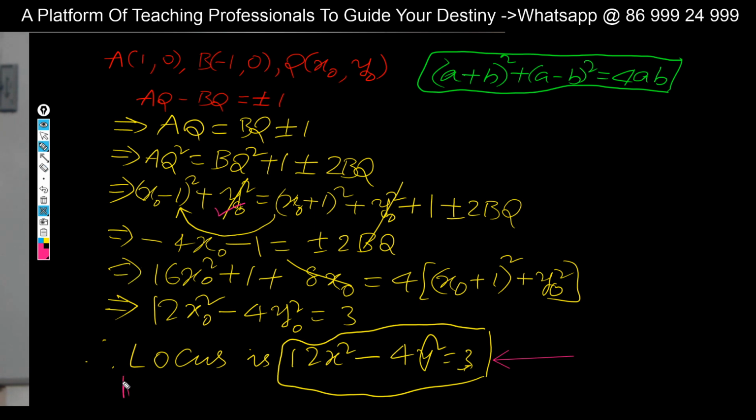Your h square here is equal to 0, because there is no xy term. And what is ab? a is 12, b is minus 4. 12 into minus 4 is minus 48. Check which is greater. h square is greater than ab, and obviously delta is non-zero, and hence it represents a hyperbola.